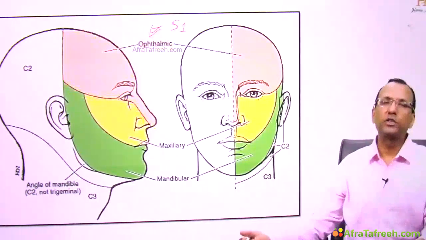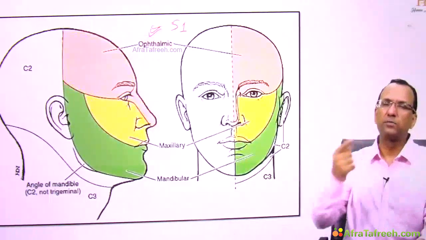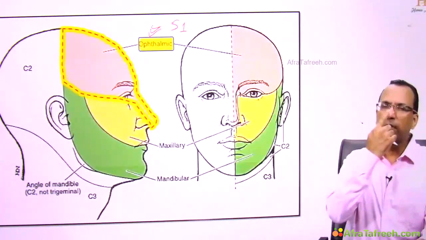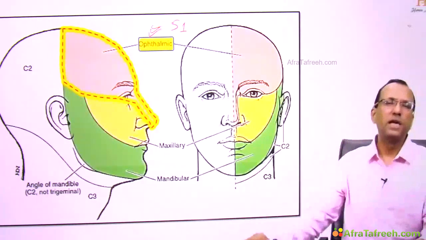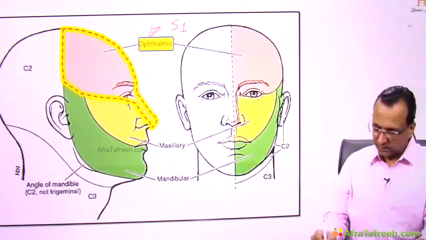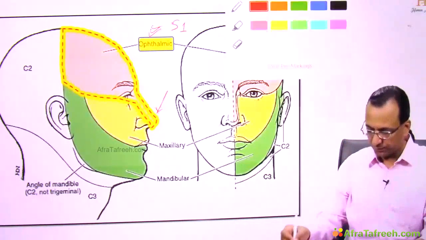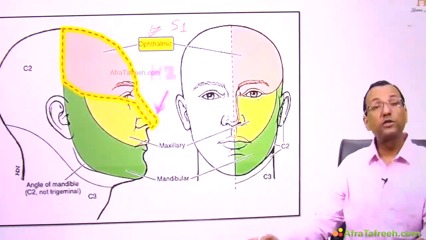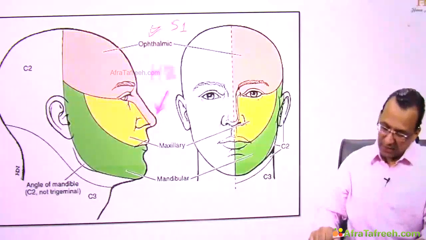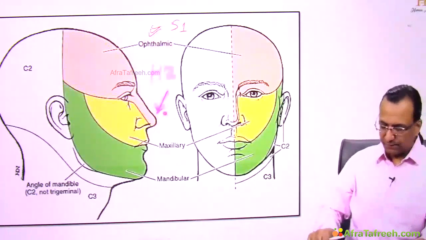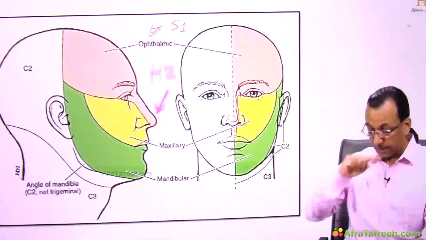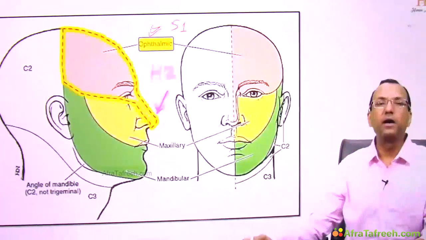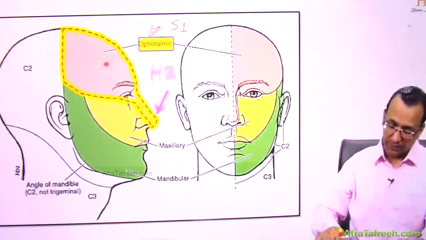There came a question, it is asking, there are some vesicles on the tip of the nose. Herpes zoster, which nerve involved? If you have some vesicles at the tip of the nose, herpes zoster, then it must be the involvement of ophthalmic trigeminal, because it supplies the tip of the nose and also the forehead.